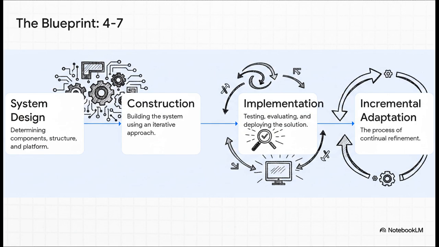All right, on to the back half of our blueprint. Step 4 is system design. This is where you actually map out the architecture. Step 5 is construction. And this is where that iterative approach we hinted at comes into play. We'll talk more about that in a sec. Step 6, implementation, is all about testing it and rolling it out. And finally, step 7 is incremental adaptation. Now, this isn't just bug fixes. It's a formal process for continuously improving the system long after it's launched.